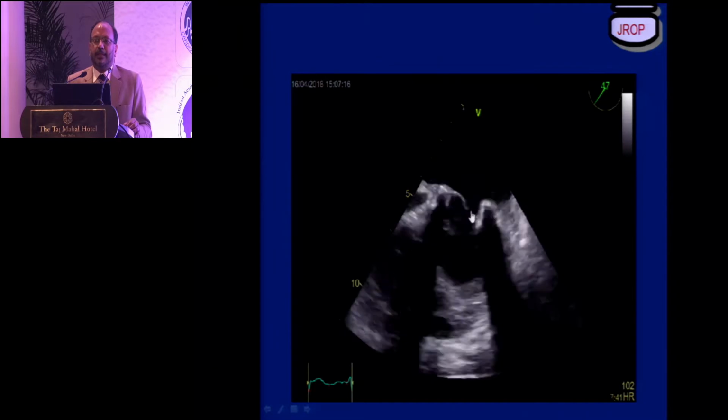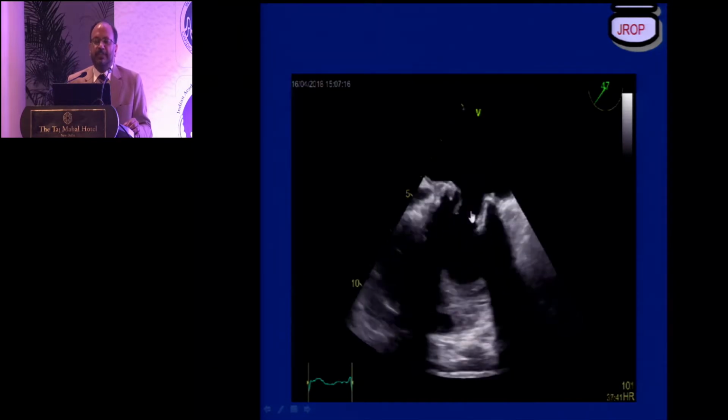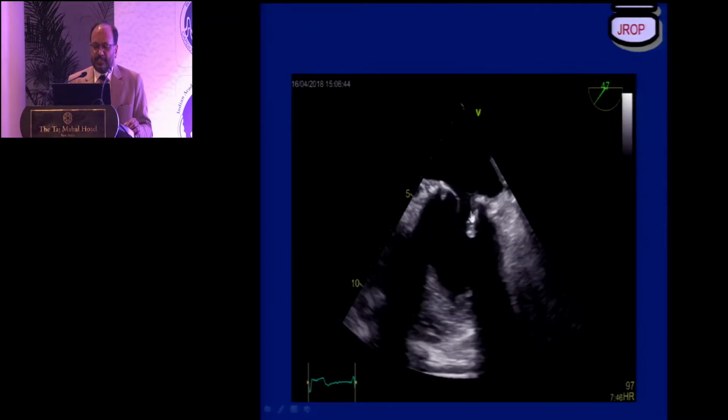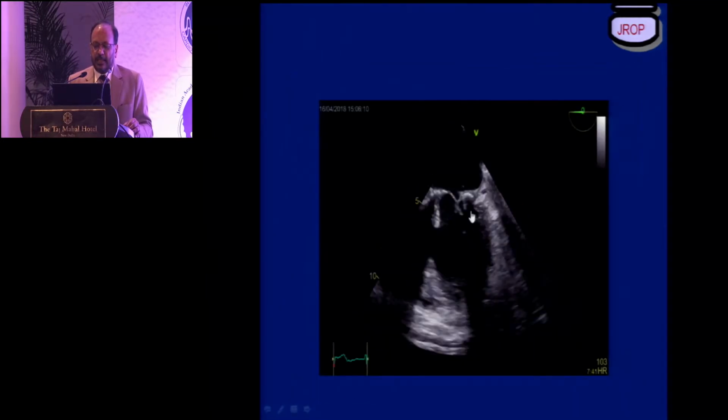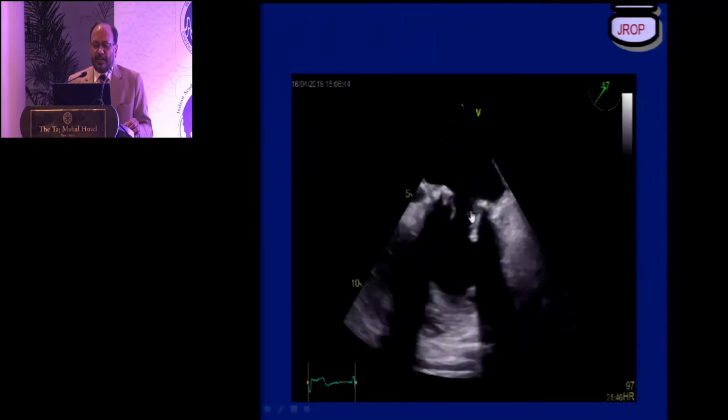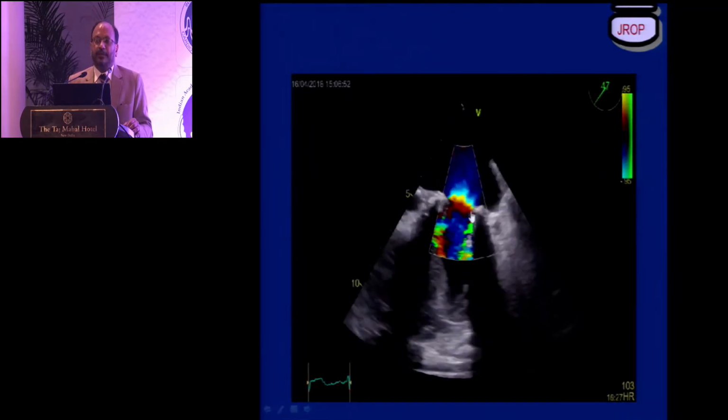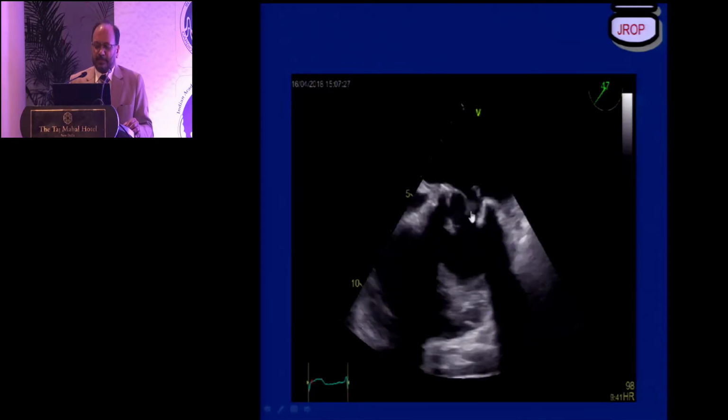When I rotate this a little bit on a left or right rotation, I could see a flail leaflet which is being projected into this. If you go back, we could see 2 leaflets, and now I'm seeing a 3rd leaflet which is flail over here. How can this be possible?